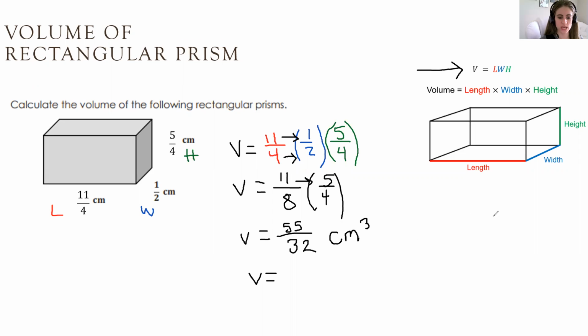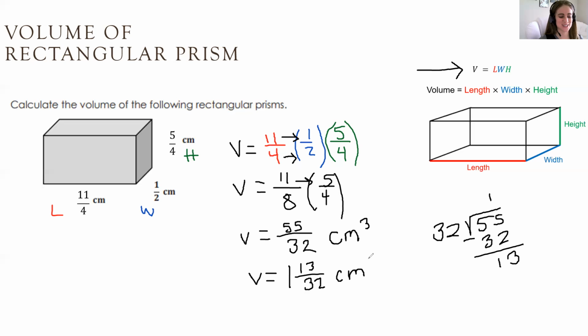Remember, in order to do that, we divide. So 32 can go into 55 one time. When we subtract, we are left with 13. Because we're dealing with fractions, remainders are good because that remainder becomes our numerator. The volume of this rectangular prism is 1 and 13 over 32 centimeters cubed.